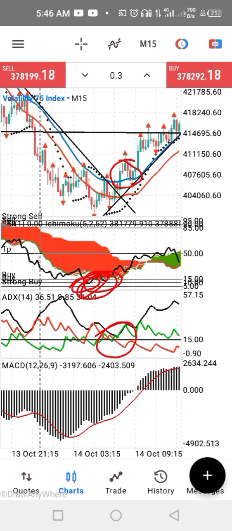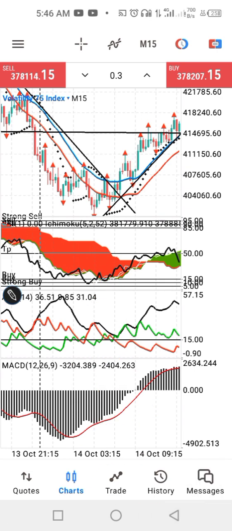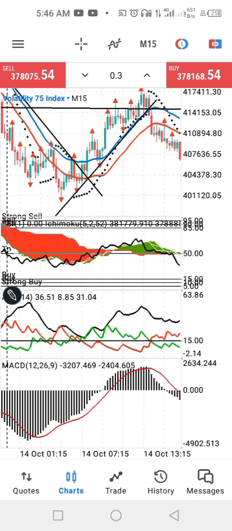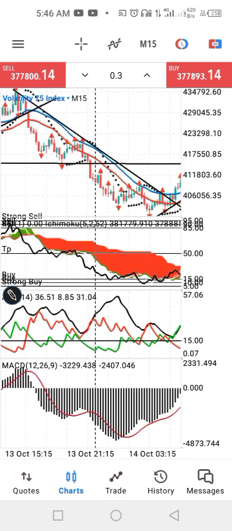And what happened? Look at our MACD, it is going up. And what happened afterward? It went up. It bought. Can you see that? Even our trend line confirms that there's a breakout. So that's how it was.